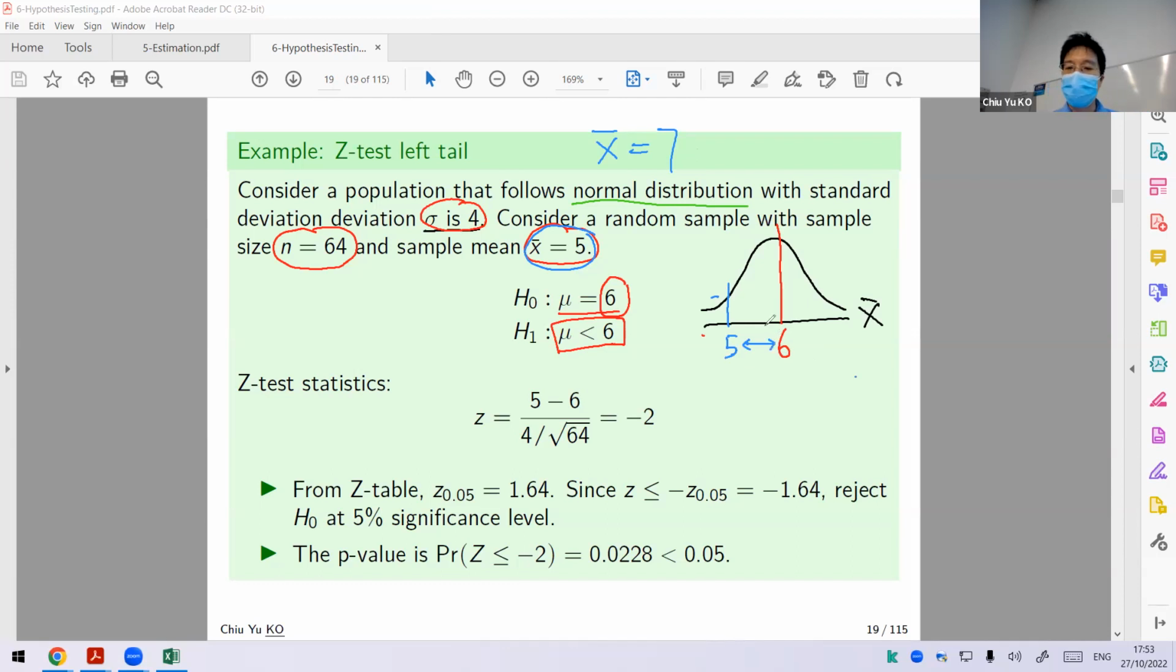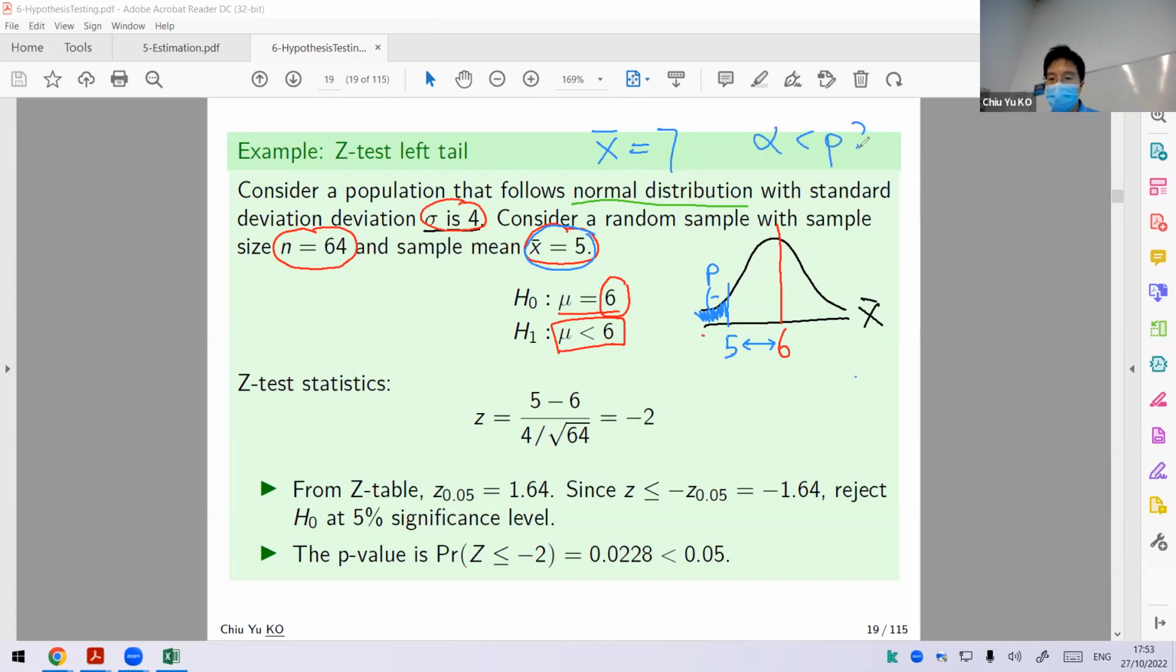Then the question is asking, is this area smaller than alpha or bigger than alpha? This area we call the p-value. Is this p-value smaller than alpha or not? If it is smaller than alpha, then it's very small. So that's the idea. The question is, is the p-value less than alpha or not?